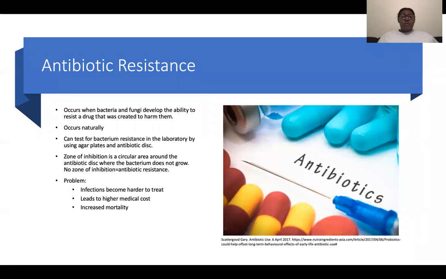Antibiotic resistance can be tested in the laboratory by using agar plates and antibiotic discs. A zone of inhibition is the circular area around the antibiotic disc where the bacterium does not grow. So if there is no zone of inhibition, that means that bacterium is resistant to the antibiotic. The problem with antibiotic resistance is it causes infections to become harder to treat. It leads to higher medical costs and increased mortality.